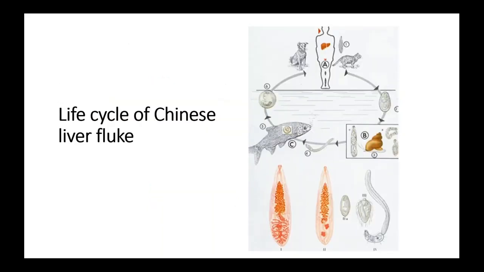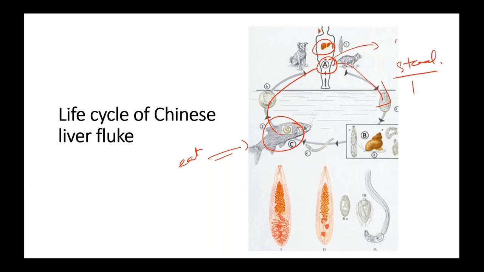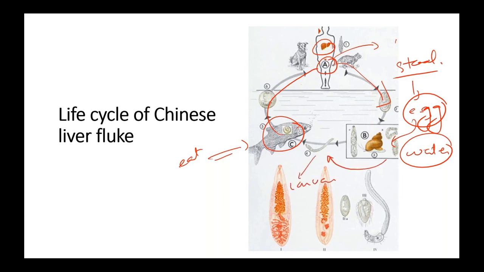So what is the life cycle of the Chinese liver fluke? Basically it starts with you eating the fish which is not cooked, and then it grows in the human being, goes to the liver, and from the human being it can go back into the stool, back to the egg phase. Eggs go back into the water, and then from the water there will be larvae, and then fish ingest those larvae again, and that's how the cycle continues.